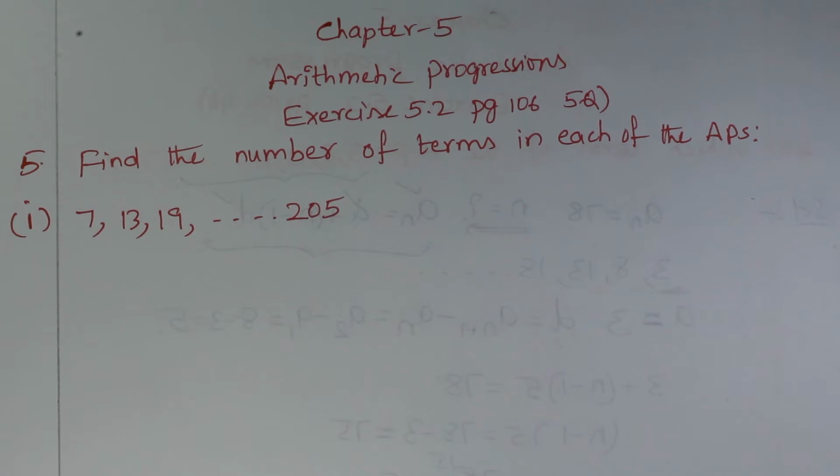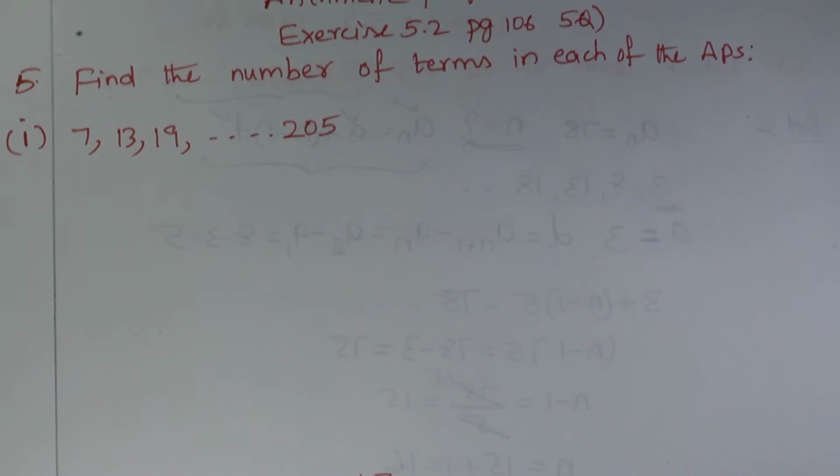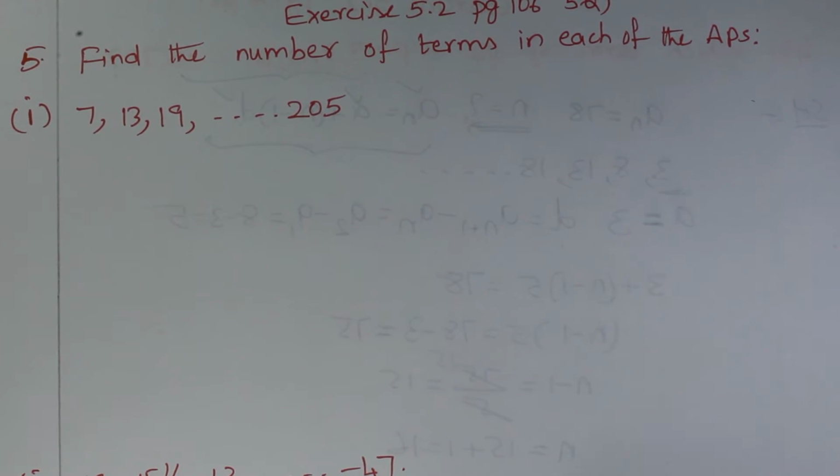In this session I am going to explain the fifth question from exercise 5.2, page number 106, chapter 5, arithmetic progressions. So let's read the question first. Find the number of terms in each of the following APs. So he has given an arithmetic progression series. We have to find out the total number of terms in this series.